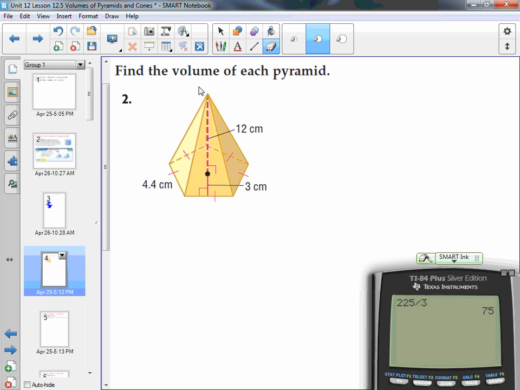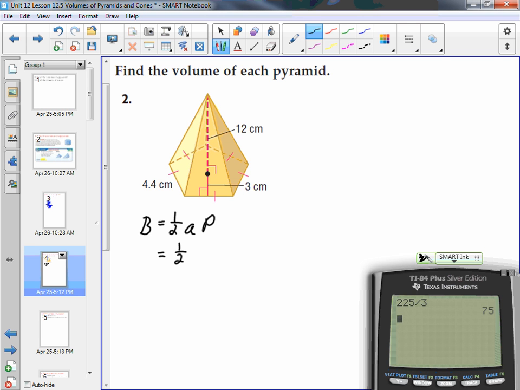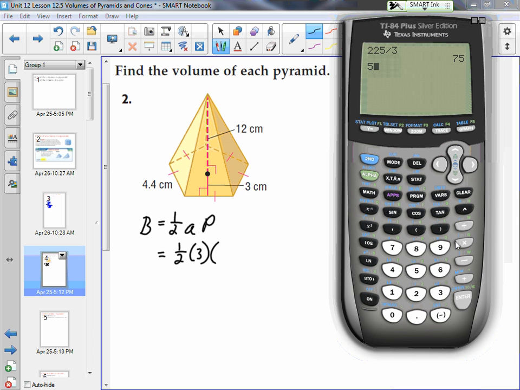Well, look, they even cut us a break here. They gave us a pentagon as the base, but they gave us the apothem, and they gave us a side of the pentagon. So getting the 1/2 apothem times perimeter, they've made that about as easy as they can make it. So the area of the base, since it's a regular polygon, equals 1/2 apothem times perimeter. So that'd be 1/2 times 3 times, now the perimeter, 5 sides times a length of 4.4, and we get 22.